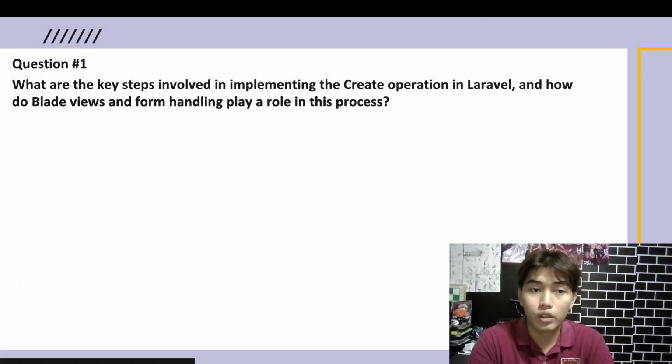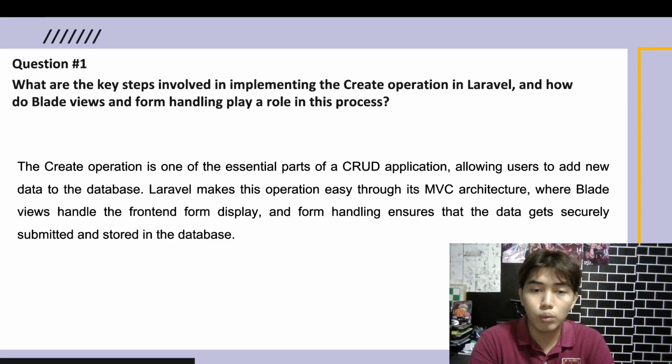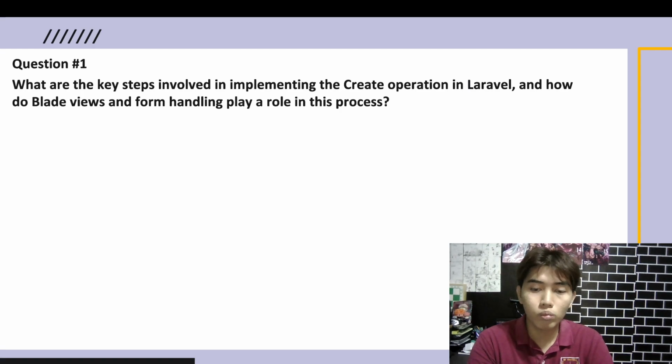For the first question, what are the key steps involved in implementing the create operation in Laravel? And how do Blade views and form handling play a role in this process? The create operation is one of the essential parts of a CRUD application, allowing users to add new data to the database. Laravel makes this operation easy through its MVC architecture, where Blade views handle the front-end form display, and form handling ensures that the data gets securely submitted and stored in the database.